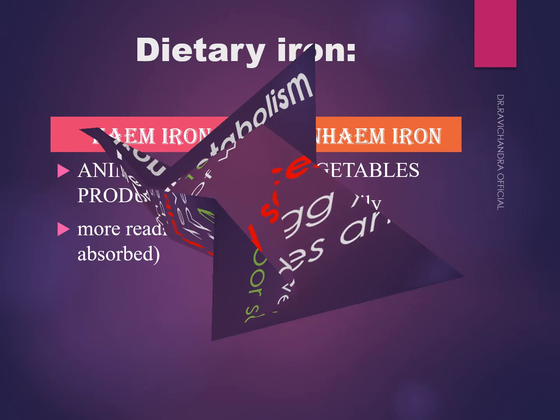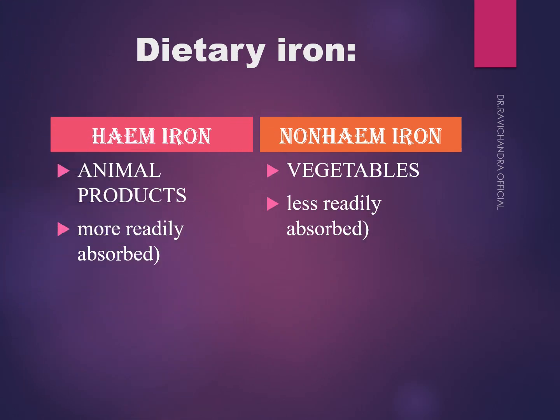The dietary iron is in two forms. One is heme iron and other non-heme iron. Heme iron is available in all the animal products and non-heme iron is available in vegetables. Heme iron is more readily absorbed. So animal products intake will give you more iron, that is heme iron, than eating the vegetables, which consist of non-heme iron. So heme iron is more readily absorbed.